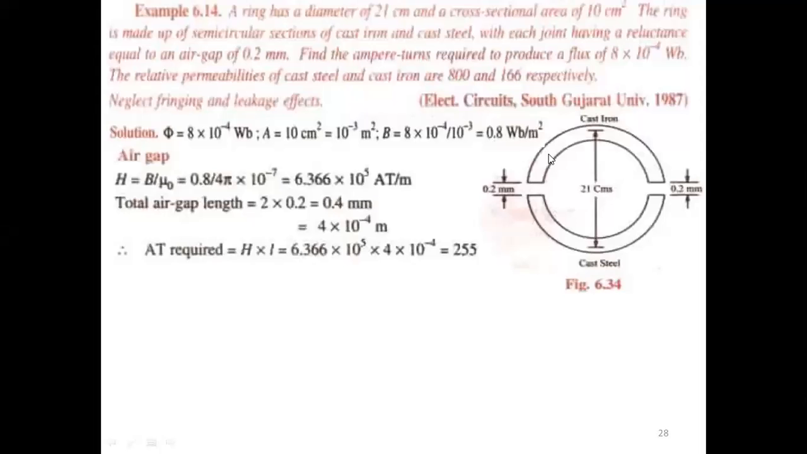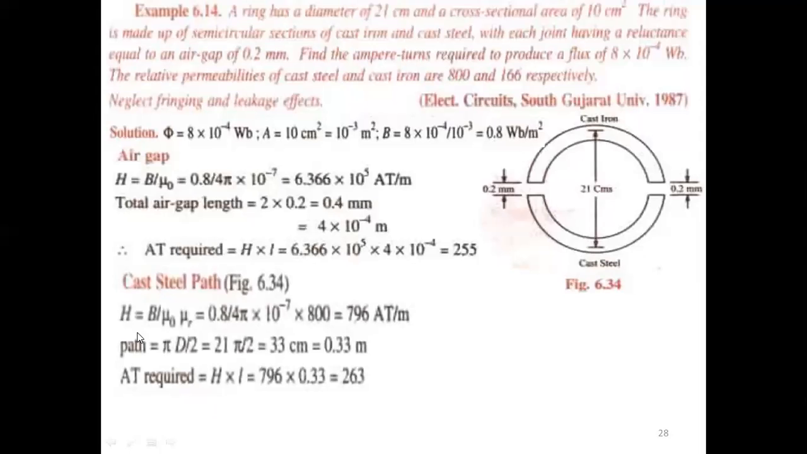But here, how many parts are there? Half circle is iron, another half is steel. So for steel we use pi d by 2. For the steel material, H equals B by mu naught mu r. B value we know. Mu naught is 4 pi into 10 to the power of minus 7, already given. Mu r is also given for the steel material. What is the mu r here out of these two?